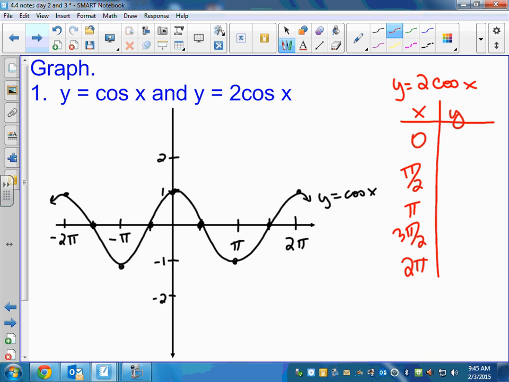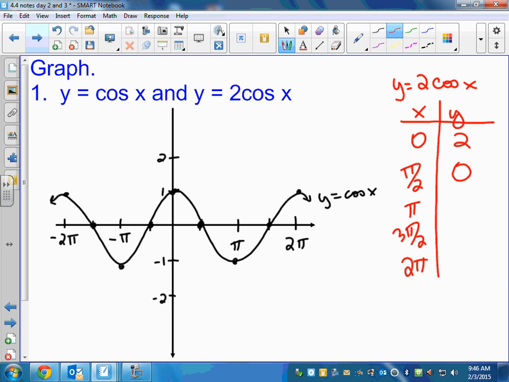Same XY chart for 2 cosine x. Do you agree every value that I normally get, I'm just going to multiply by 2? So when I plug 0 in there, the cosine of 0 is 1. But now I have to take 1 times 2, which means now I'm going to get a y value of 2. You follow me on that? You do the cosine first, and then you multiply by 2. So what's going to happen at pi halves? What's the cosine of pi halves? 0. And what's 0 times 2? Still 0.